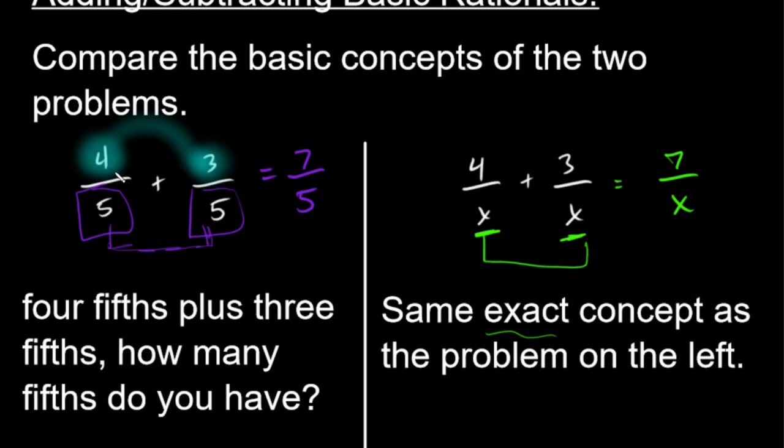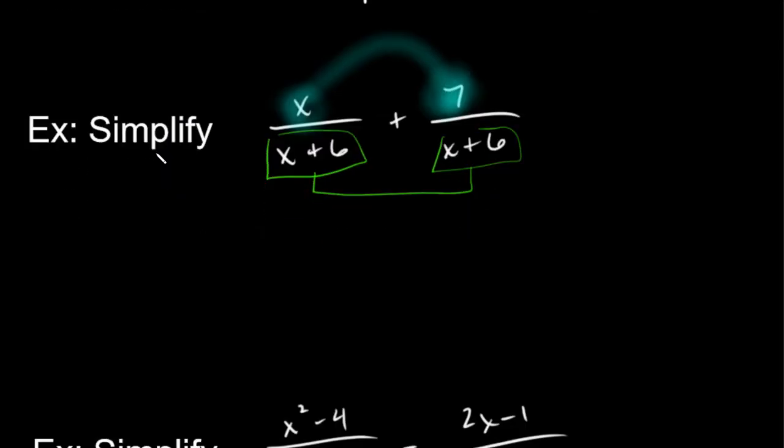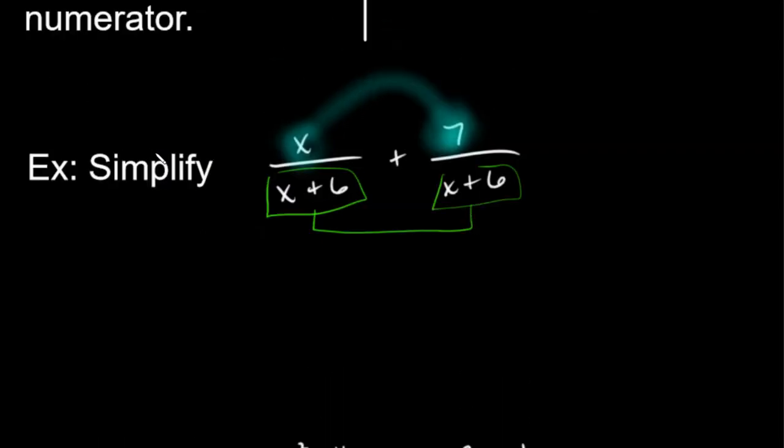When you're adding fractions, you consider it like 4/5, like 4 apples, right? I always like to use apples because it's just the way I was taught. So this would be x plus 7 of this category here, this quantity, which is x plus 6. And that's it, you're done. No more stuff to do.